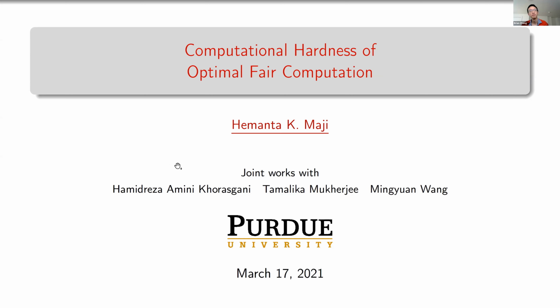Yes. Okay, perfect. So today we'll be talking about the hardness of achieving fairness in cryptographic computations. This is joint work with my students Hamid Reza, Tamalika, and Mingwan.